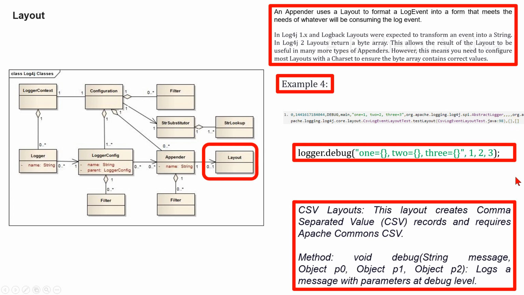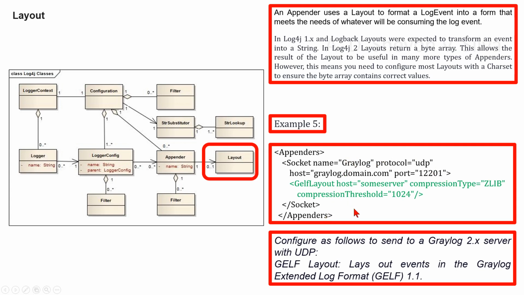Additional runtime dependencies are required for using CSV layouts. As an example, you can consider here to send to a Graylog 2.x server with UDP. GELF layout lays out events in Graylog Extended Log Format, GELF 1.1. This layout compresses JSON to gzip or zlib. The compression type: if the log event data is larger than 1024 bytes, the compression threshold. This layout does not implement chunking.